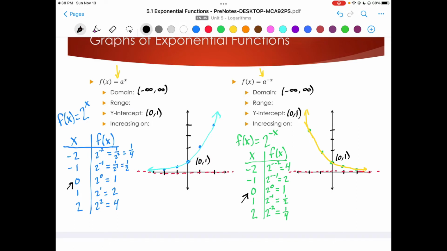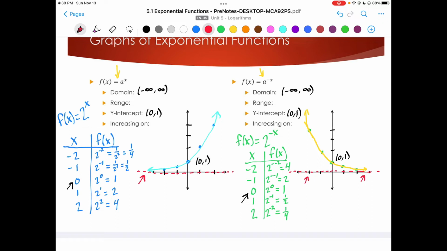The range, we looked at the y values for both of these, and if you can see here, they both approach this x-axis, right? They are both approaching the x-axis. Now on different sides, right? This one's kind of on the negative side right here. This one approaches it on the positive side.